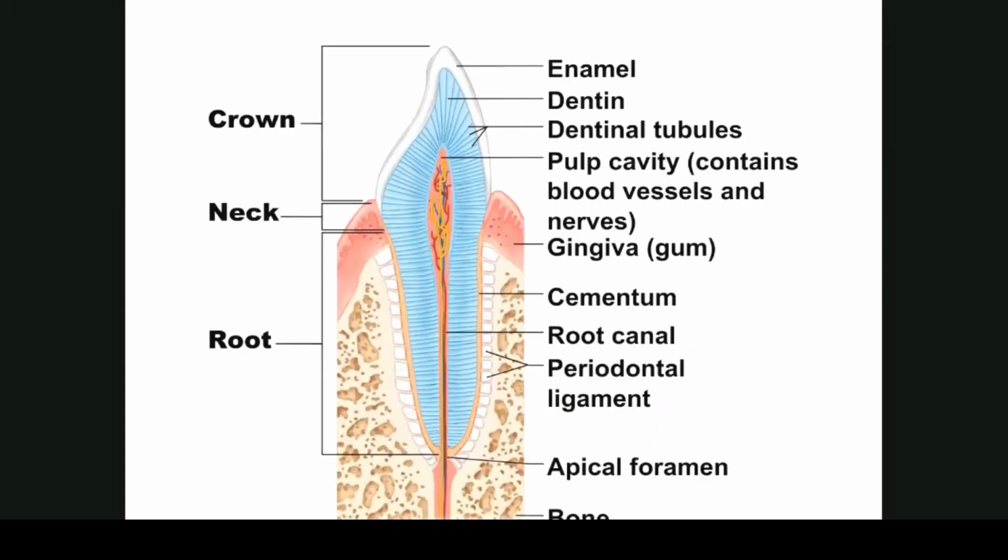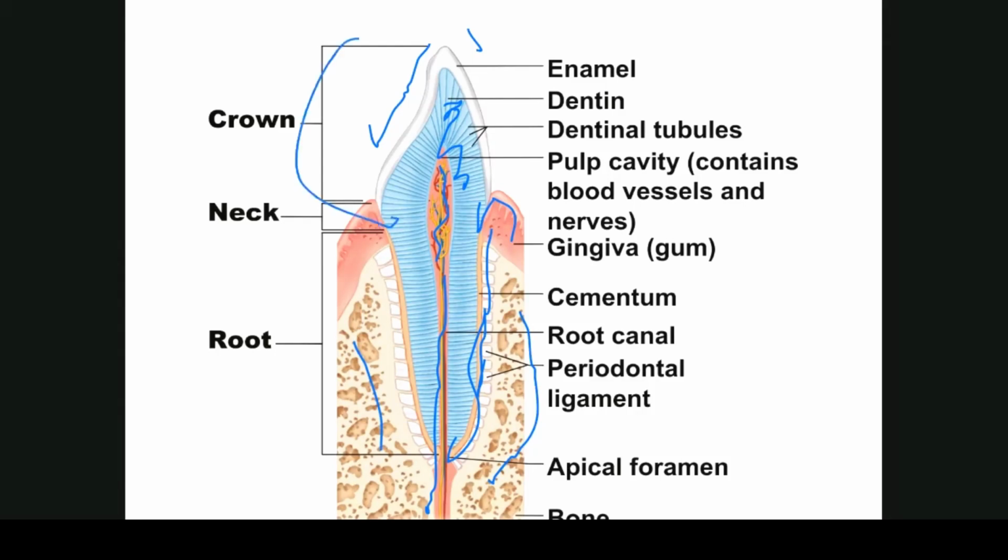This is showing the actual anatomy of the tooth. The enamel is your outer coating. This is the hardest substance in the body. This is your dentin with tubules. The pulp cavity here. And then this is going to be your root canal. This is the periodontal ligament, the white stuff. This is your gingiva, and this is the bone that it's embedded into. So the crown is the top of the tooth, the neck right here, and the root right here.